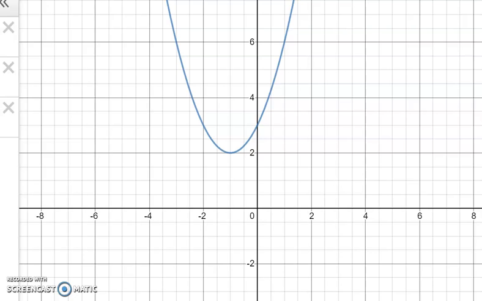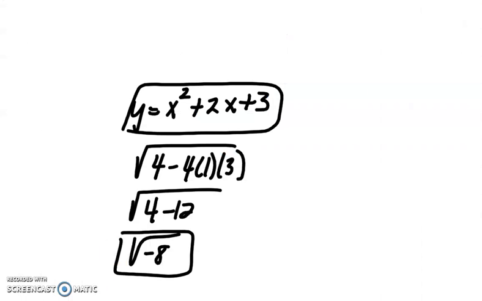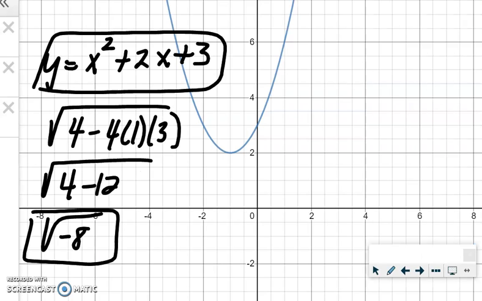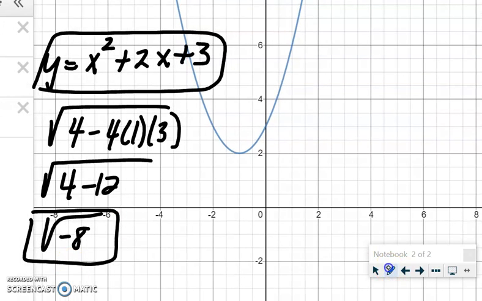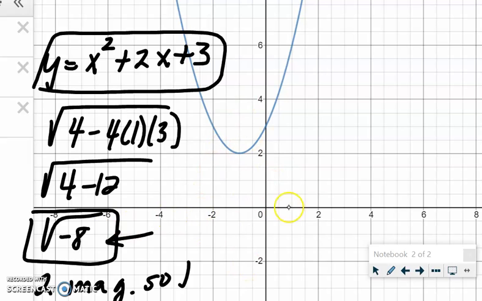Okay, so that makes sense. So what are my solutions? If I know that it's negative 8, then I know it's 2 imaginary solutions. So as long as that number is negative, it should not cross the x-axis, and I would get 2 imaginary solutions. Let's look at the next one.